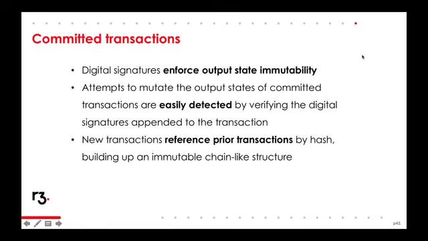When I mentioned that states were immutable, they're only immutable by virtue of the fact that digital signatures are applied over the transactions which create them. So these digital signatures enforce output state immutability such that it's easy for any peer on the ledger to ascertain if the states have been changed or mutated, because you have the digital signatures over the original transaction containing the original states. And as transactions reference prior transactions by hash, we end up with an immutable chain-like structure. It looks similar to a blockchain, although in Corda, transactions are not grouped into blocks with other unrelated transactions.